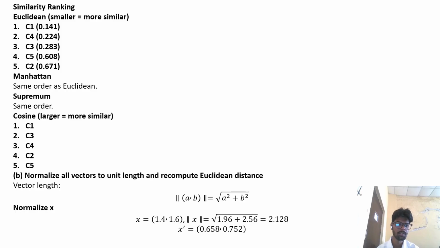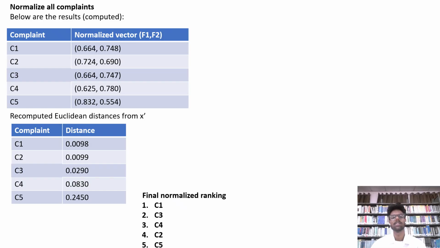Now part B, normalize all the vectors to unit vectors and recompute the Euclidean distance. Vector length will be the modulus of a comma b, calculated by the formula under root a square plus b square. Next, we have to normalize all the complaints. Below are the results computed.